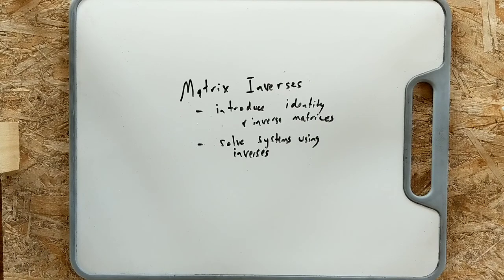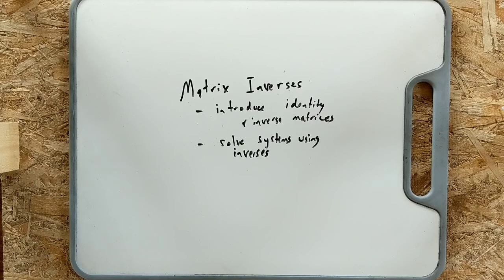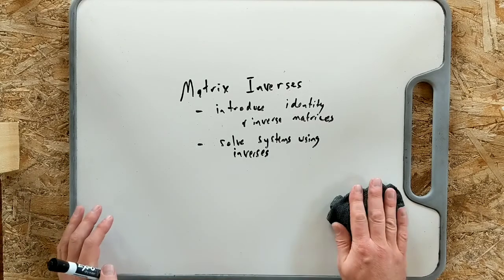Again, we've been doing most of the time in this matrix section. Again, this is not the major application of matrices and matrix inverses, but it's something we're going to do just as an introduction. Okay, so I'm going to start with introducing the identity matrix, because we're going to use that when we do inverses.